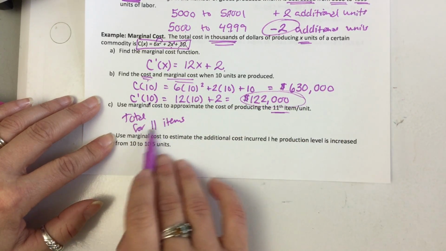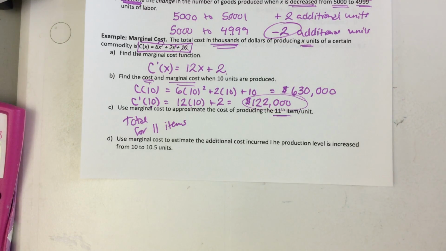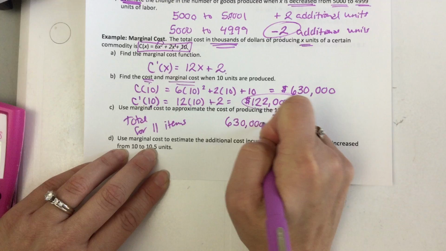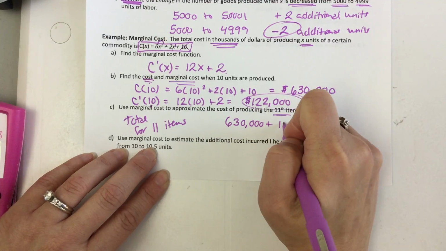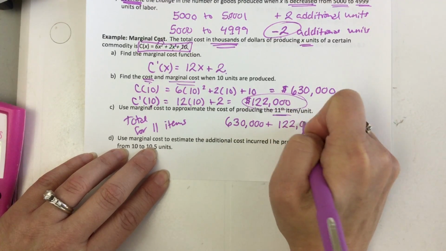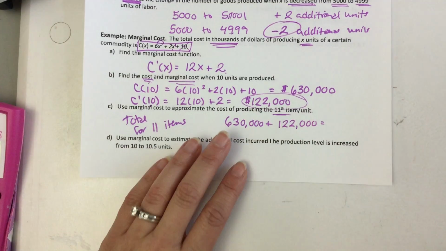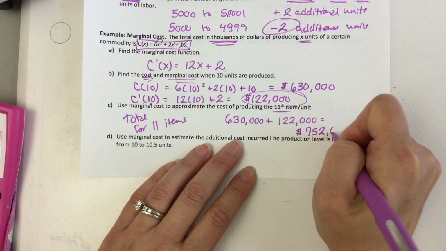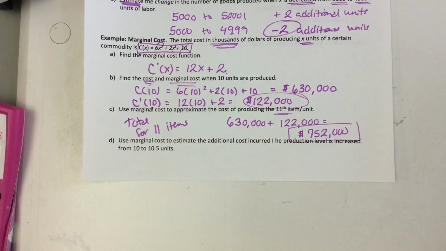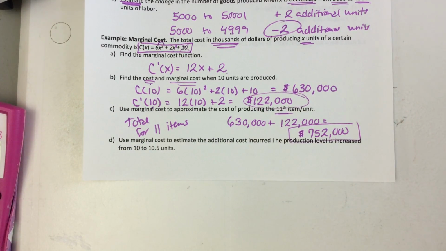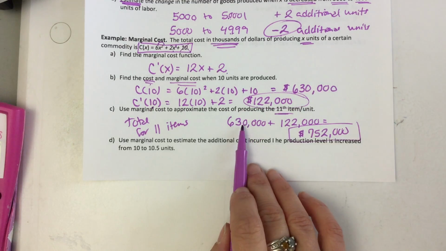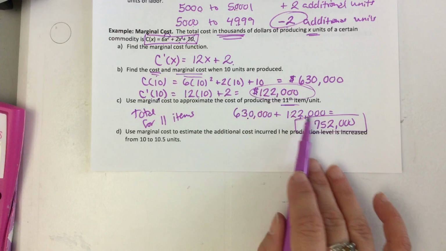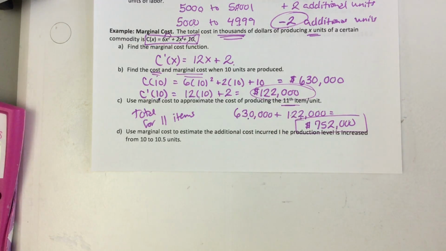If all of a sudden they're like, hey, we can afford that, well, the cost for the first 10 is $630,000. The 11th item is $122,000. So your cost would now be $752,000 if you went ahead and produced 11 items. This is the total for 10. This is the total for just the 11th. If you want the total for all 11, you would add the 2.